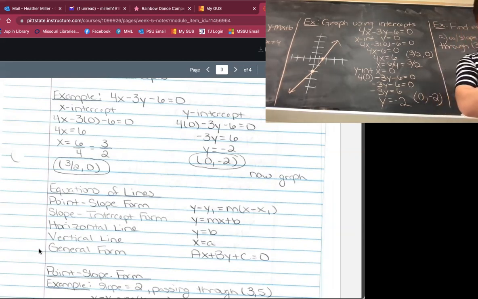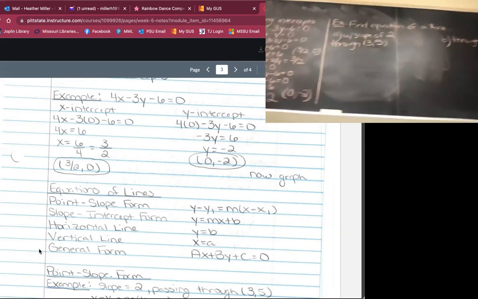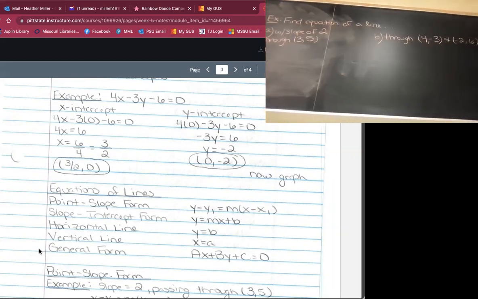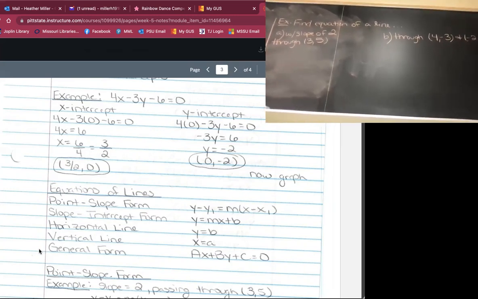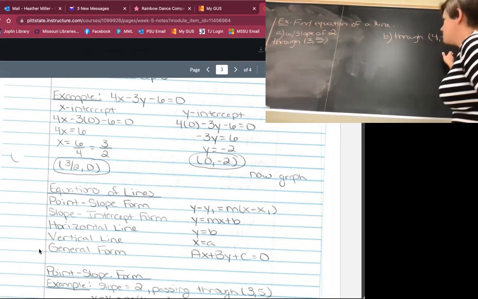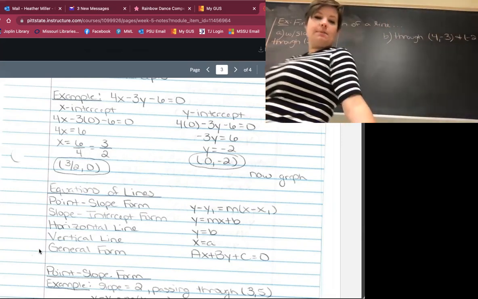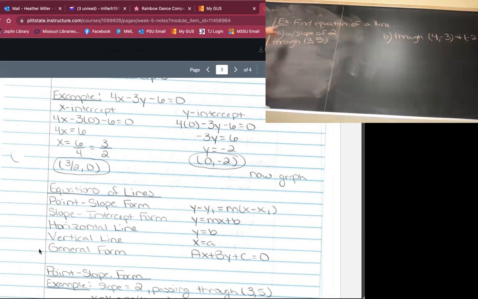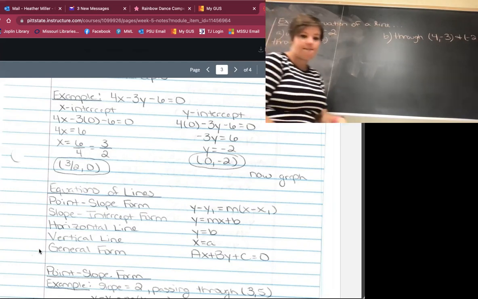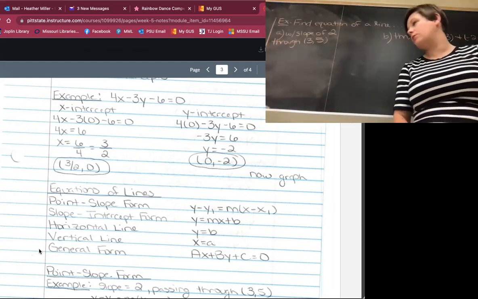So let's do some examples using that point slope form. Point slope form is the y minus y1 equals m times x minus x1. We're going to do two different examples. And I will have to angle you a little bit for the second example, and that's okay. But example number 1, it says to find the equation of a line with the slope of 2 through the point 3, 5, which is right there on your screen.